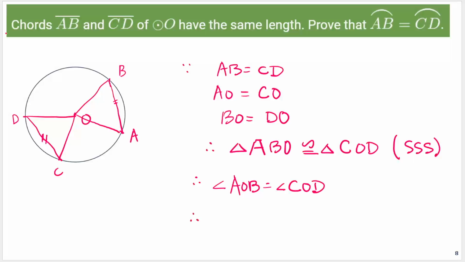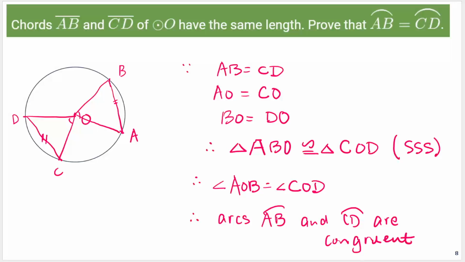So if the two central angles are equal, then the corresponding arcs must be congruent. Which means length of arc AB equals length of arc CD, right? Did you get it?